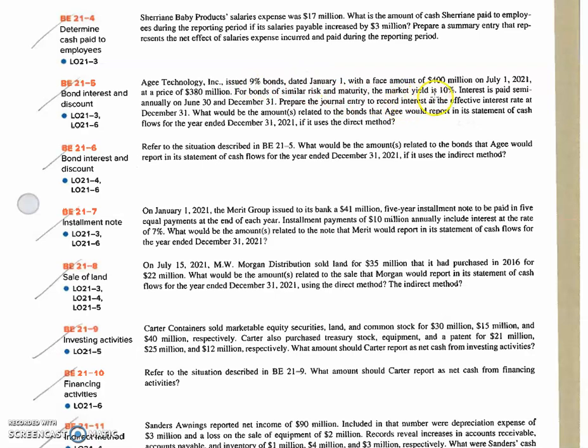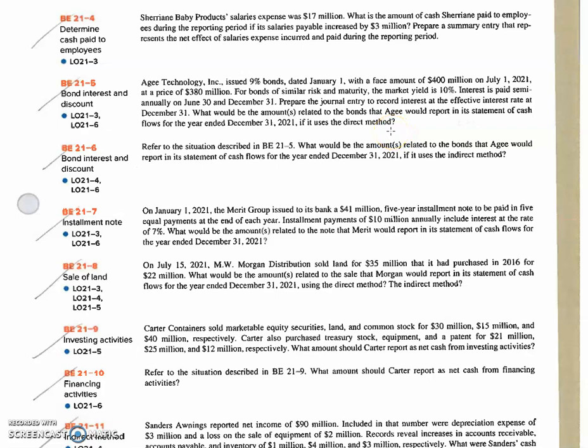So when the market rate is higher, or the yield to maturity is higher, then we're going to sell the bonds at a discount. Interest is paid semi-annually on June 30th and December 31st. So we're selling those on July 1st. So the first interest payment period is going to be December 31st. Prepare the journal entry to record interest at the effective interest rate at December 31st. What would be the amounts related to the bonds that Agee would report in its statement of cash flows for the year ended December 31, 2021.